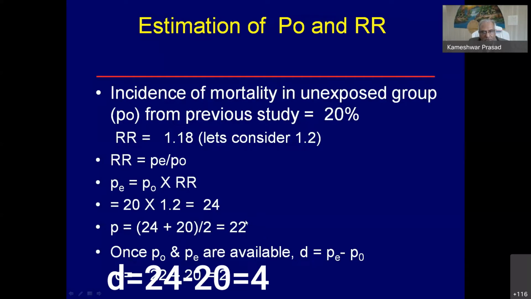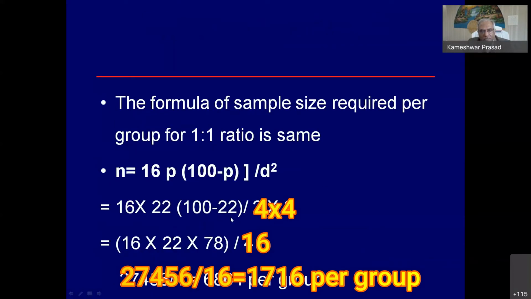And so you know the P, and you know the difference, which is nothing but the difference between those having events in the exposed group minus those having events in the unexposed group, which is 22 minus 20, which is, no, it should actually be 24 minus 20. Amit has done it. There is a mistake here. So it will be 4. And now you have the D, you have the P. You can apply the same formula and use it. It will be 4 into 4, so actually this will be divided by 16, and you get the sample size.